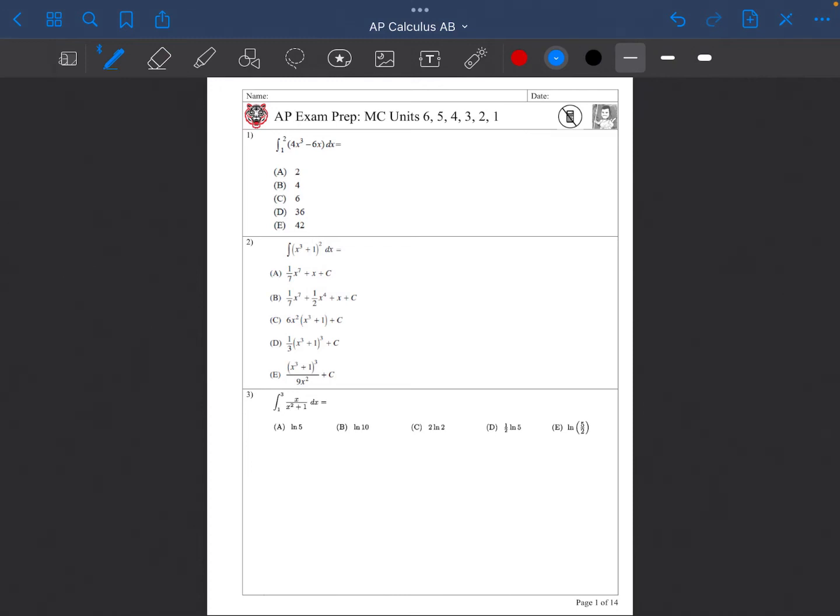This is the second packet for our final review. We're doing multiple choice units 6 through 1, and then by the end of this packet we'll be all done for the review, unless you need to keep studying your speed sheet.